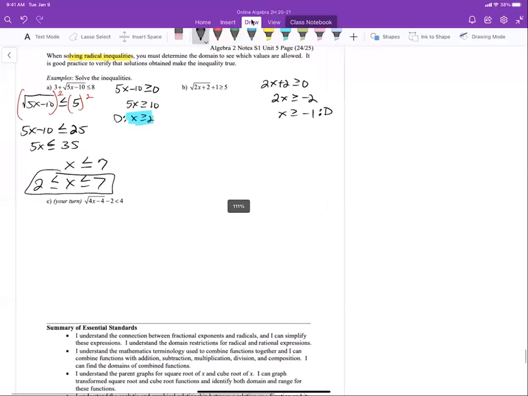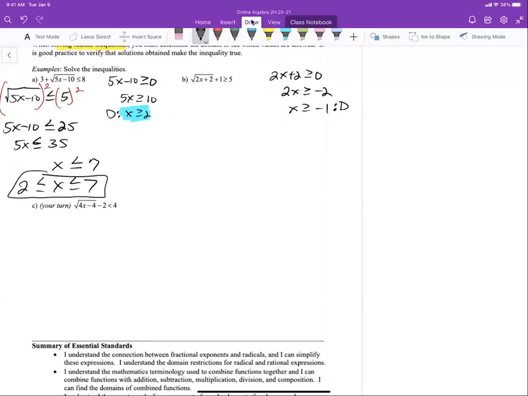All right, now I'm going to do exactly what I have done in the past and isolate that radical. I do that by subtracting 1 from both sides. I then square both sides of the equation to get rid of the radical, and I find 2x plus 2 is greater than or equal to 16. I then subtract 2 from both sides, and I get 2x is greater than or equal to 14, and I find that x is greater than or equal to 7.